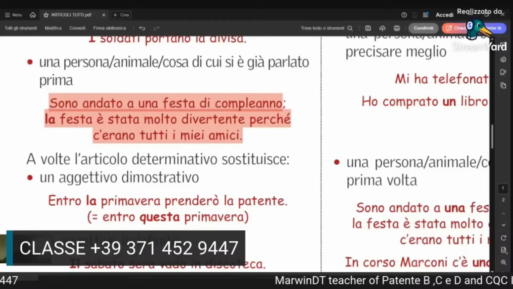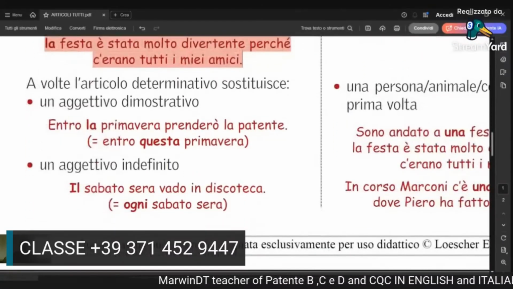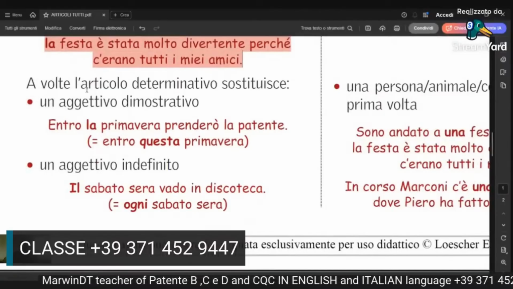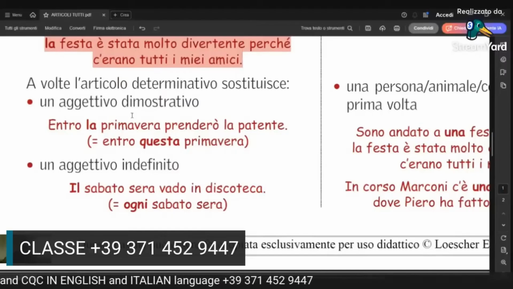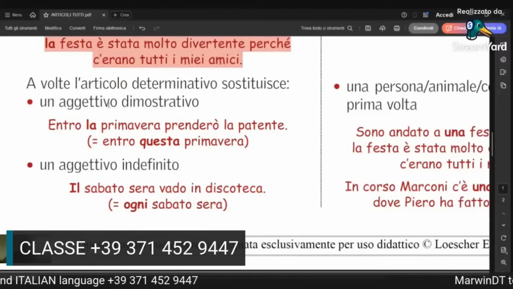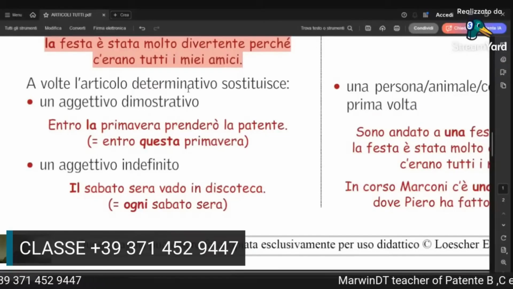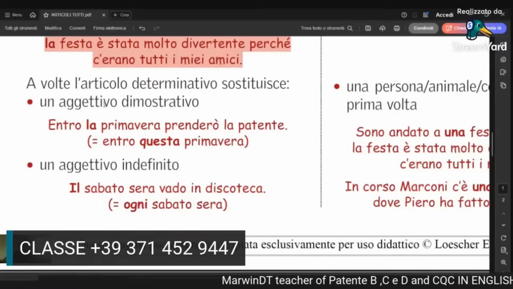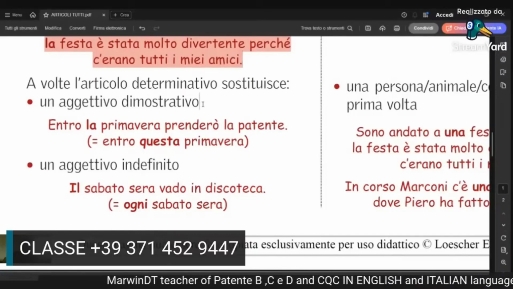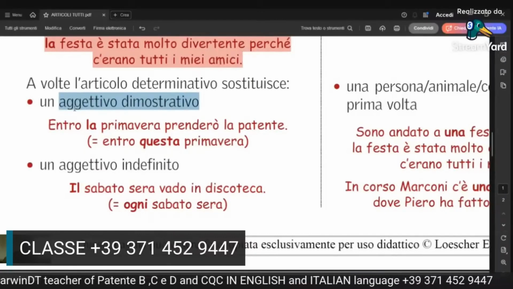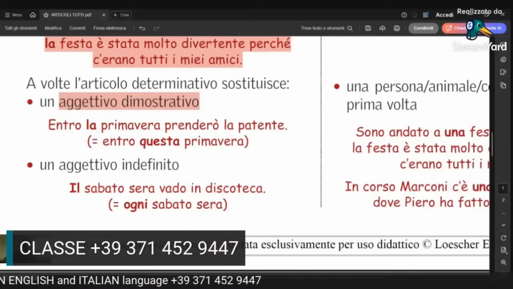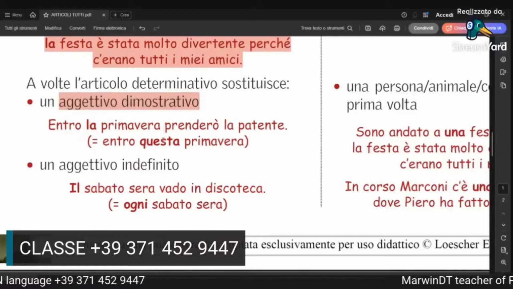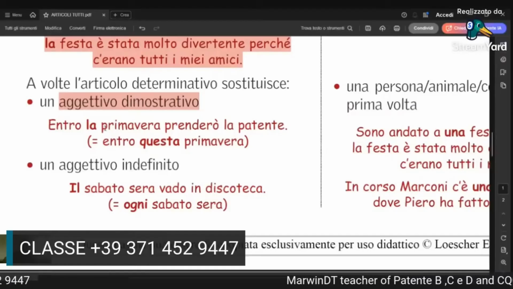Very good. Another example. A volte l'articolo determinativo sostituisce un aggettivo dimostrativo. Meaning sometimes the articolo determinativo takes the place of aggettivo dimostrativo, meaning demonstrative adjective, or an adjective which is used to demonstrate something. Let's look at the example. Entro la primavera, remember the la is what? Article.